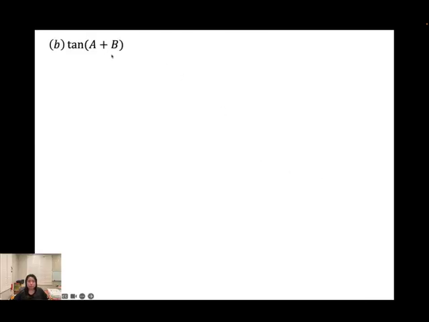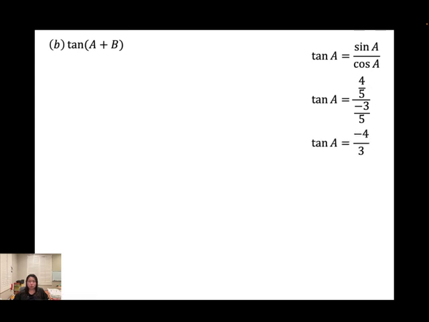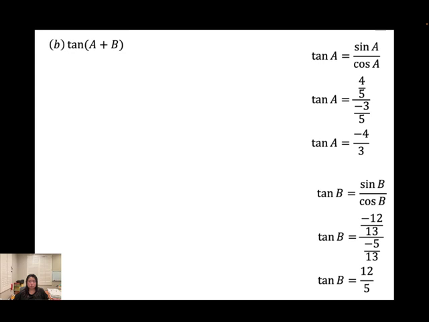B, tangent A plus B. So what we're gonna do, we're gonna find out what is a tangent A and tangent B first. So we're gonna use the fundamental identity. Tangent A equal to sine A over cosine A. And then we find it from the part A already. So they do have the same denominator. I could times 5 here, times 5 here. So tangent A equal to negative 4 over 3. Do the same thing for the tangent B. Tangent B equal to sine B over cosine B. Plug it in. You should get tangent B equal to 12 over 5.